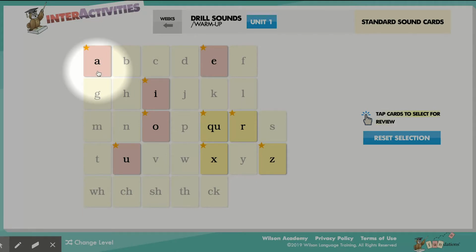A, apple, a. E, ed, e. I, itch, i. O, octopus, o. Q, queen, qu. R, rat, r. U, up, u. X, fox, x. Z, zebra, z.